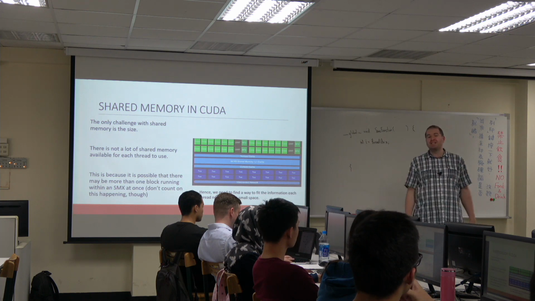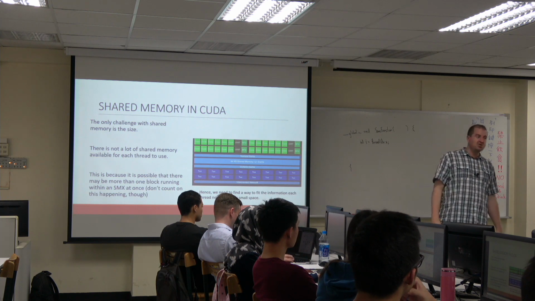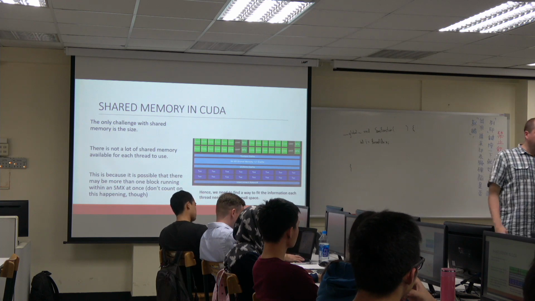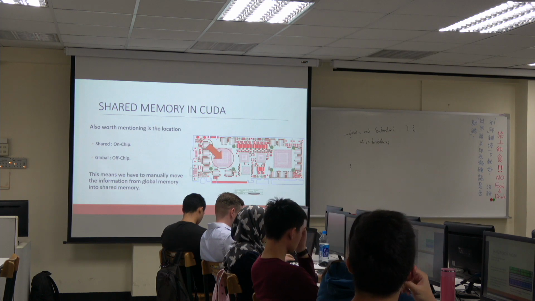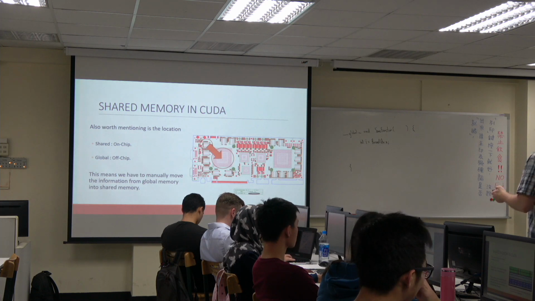So we need to find a way to copy bits of it into shared memory. The best thing to do would be to only copy the parts of global memory that we need for our calculation into shared memory. And then when we finish, copy the stuff back. Oh yeah, we already know shared memory is on chip, global is off. Whoop-de-doo. Keep going. Come on, computer.